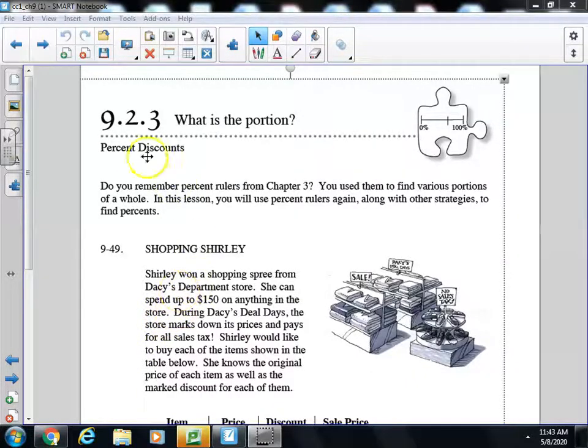Welcome back today, guys. We're going to be doing Chapter 9, Lesson 2.3, What is the Portion? Today we're going to be talking about percents and discounts.